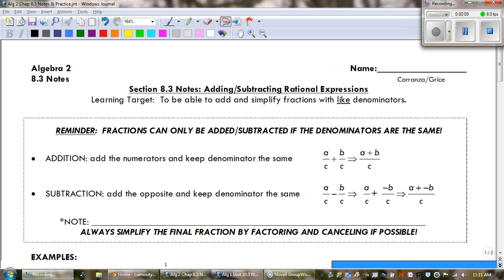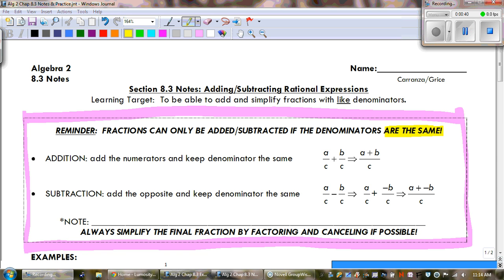Today we're talking about adding and subtracting rational expressions. Our learning target today is to be able to add and simplify fractions with like denominators. If you look below, we have this wonderful set of reminders for everybody. Make sure you take the time and read them real fast. It says fractions can only be added or subtracted if the denominators are the same. I highlighted all that information because it's super important.